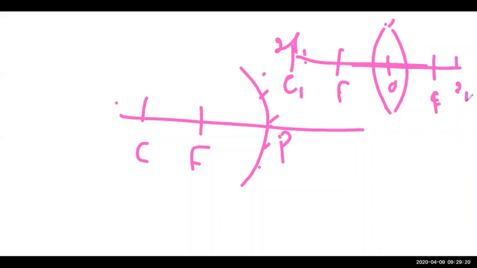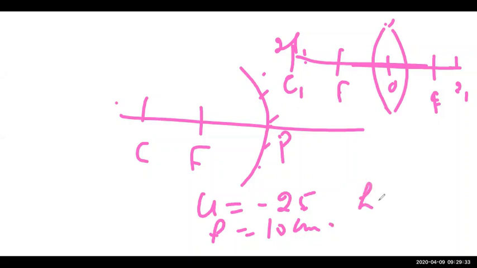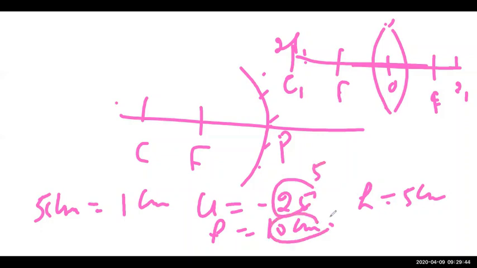So in your question, what they have given: U is equal to -25, and focal length was 10. And suppose your height was 5. So you have to take the scale. You will take 5 centimeter is equal to 1 centimeter. And if it is 1 centimeter, this will become 5. This will become 2. This will become 1. And when you draw from any of these two different examples, if I write 5 here, this part is 2. This part is 2 again. That means 2 plus 2, 4.